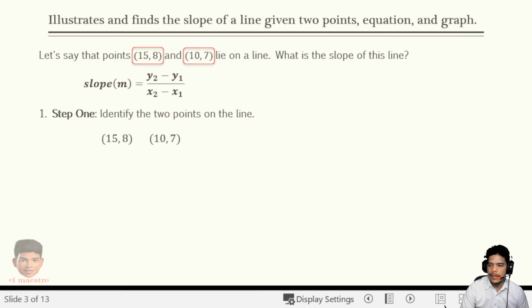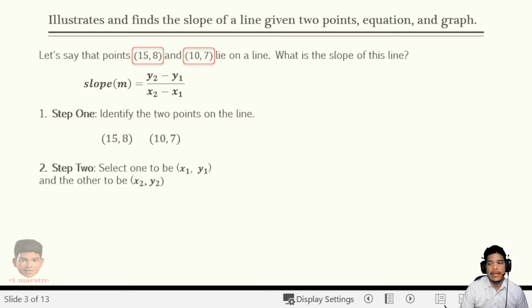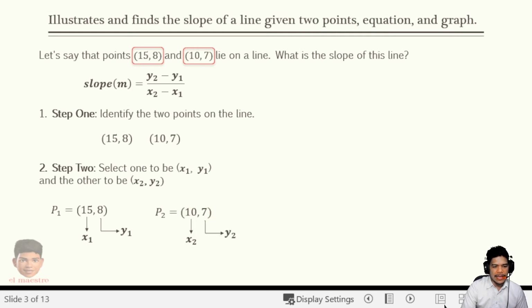Then second, we have to select one of those as point 1 and the other as point 2. It's your prerogative, class, which point you choose as point 1 or point 2. It's up to you. For this video, let's say I pick (15, 8) as my point 1. Since this is my point 1, 15 is the x sub 1 and 8 is the y sub 1. Since (15, 8) is my point 1, then (10, 7) is point 2, so 10 will be my x sub 2 and 7 will be my y sub 2. In this case, we now have the identification of x sub 1, y sub 1, and x sub 2, y sub 2.